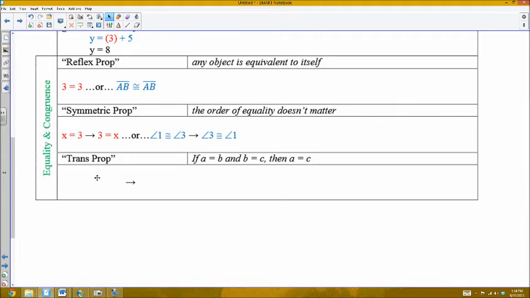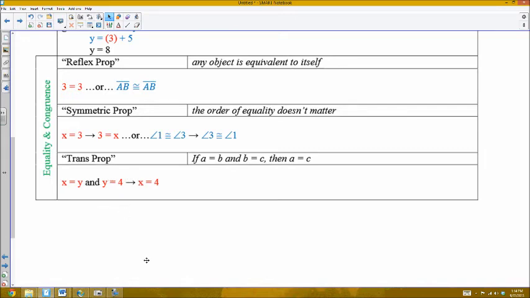The transitive property is saying that if A equals B and B equals C, then A equals C. This should remind you of our chain rule from logic, and it's basically the chain rule for algebraic expressions. If x equals y and y equals 4, then I can conclude that x equals 4.